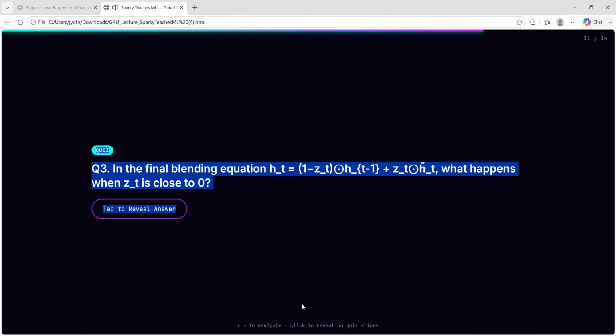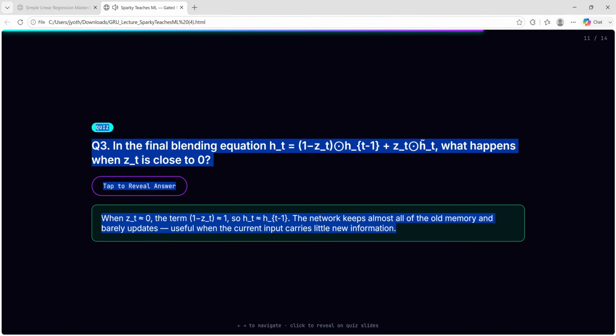Question 3. In the final blending equation, what happens when zt is close to 0? Tap to reveal. The answer, when zt is close to 0, 1 minus zt is close to 1, so ht is approximately equal to ht-1. The network keeps almost all of the old memory and barely updates, useful when the current input carries little new information.